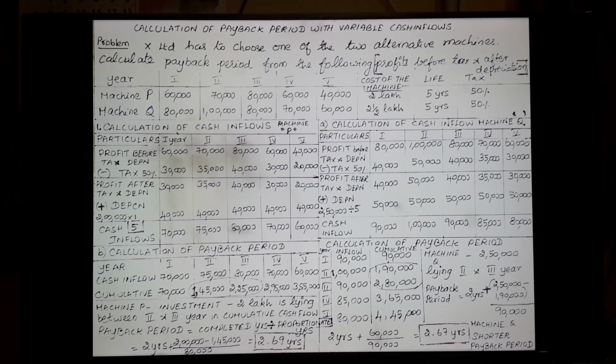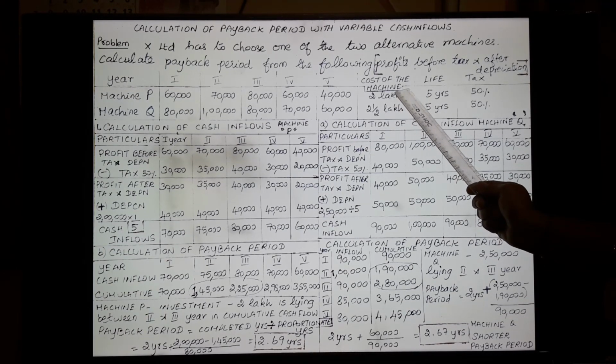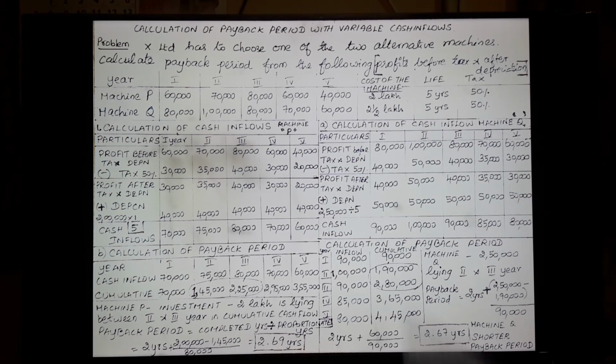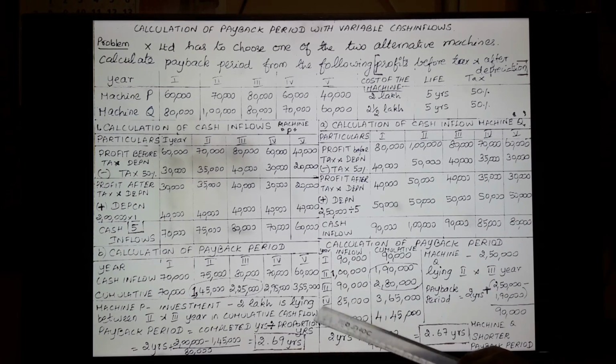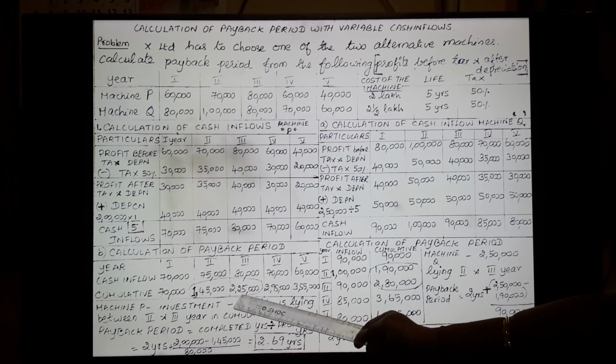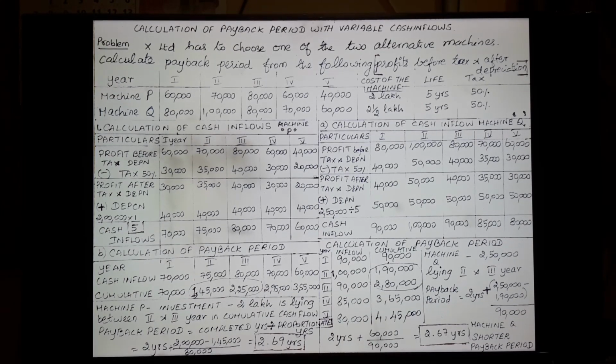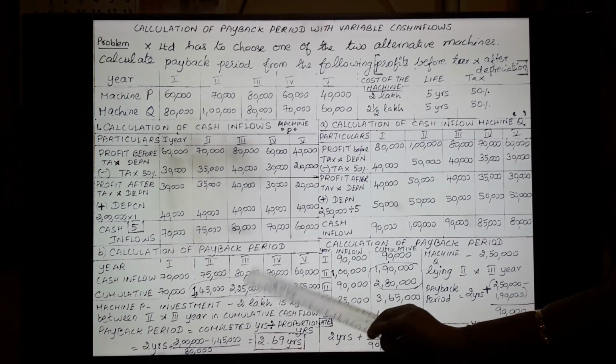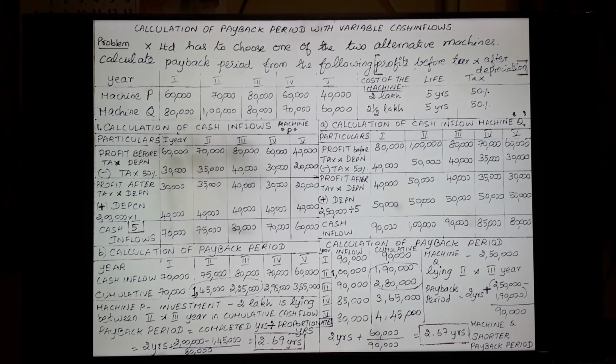Now coming to the problem, what is the investment? Here the investment is 2 lakhs. You are going to purchase the machine, and the cost of the machine is 2 lakhs. You come across that 2 lakhs in between the second year and the third year itself. So that is how you do it. You have already learned the formula for payback period.